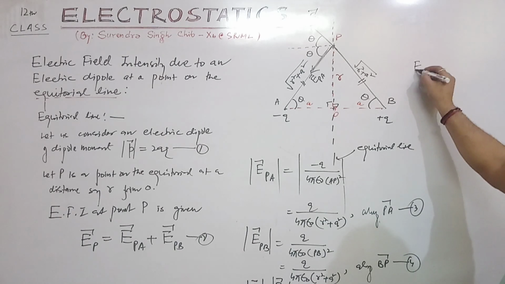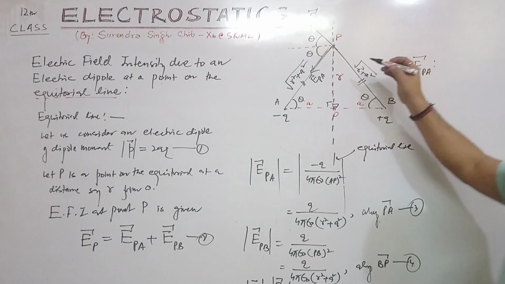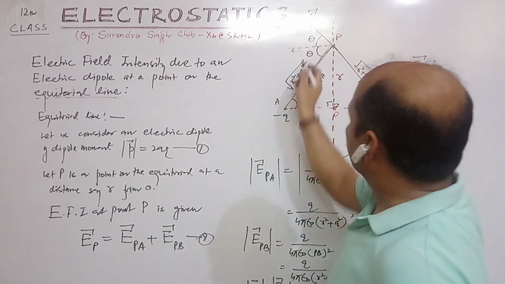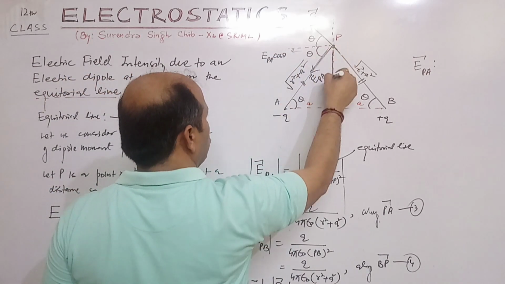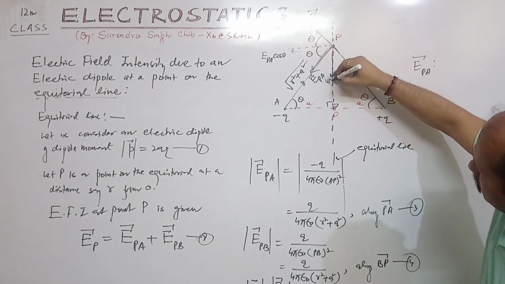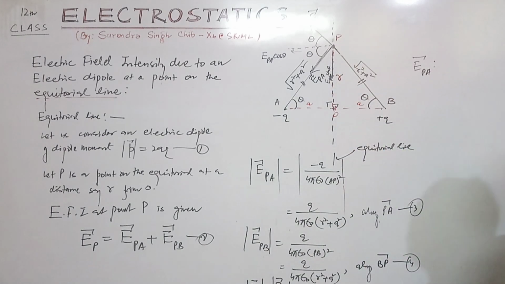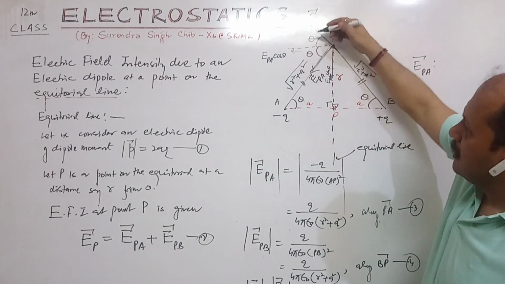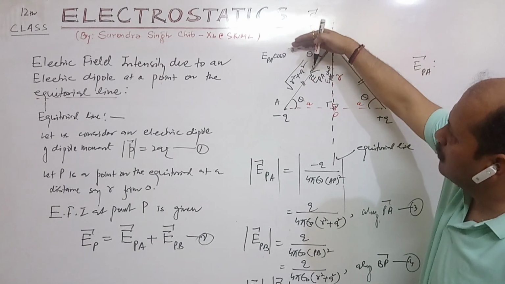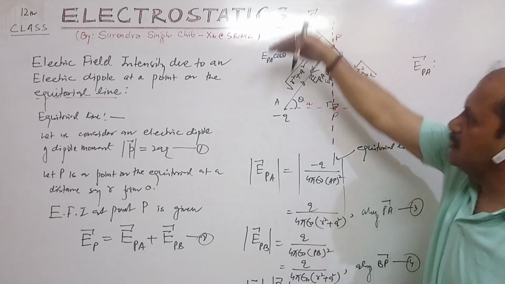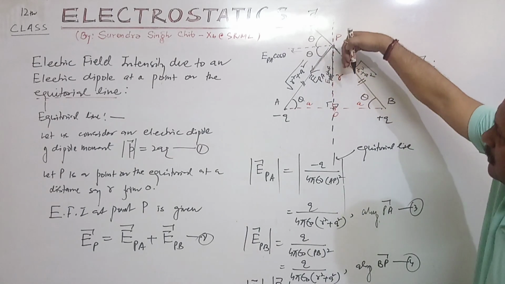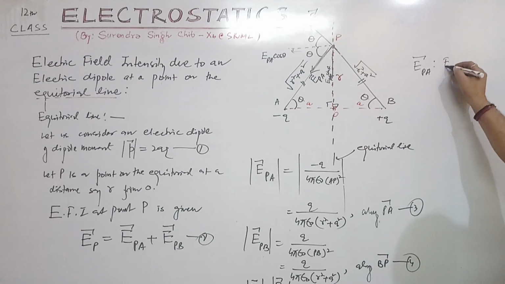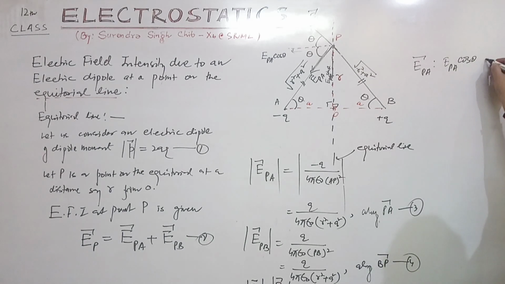Let's resolve EPA. So what do you get? EPA ko jab resolve karenge, to this component will be, what is this component? EPA cos theta. And this will be EPA sin theta. Ye aapne 11th mein padha hoga. Resolve karna. Is vector ko resolve karo. Resolve means split kar do. To agar ye theta hai, jis side ke sath theta laga hota hai, wo cos mein hoti hai. If it is EPA, this should be EPA cos theta. Aap isko kar sakte hain. Using trigonometry also you can do it. And this side will be EPA sin theta.